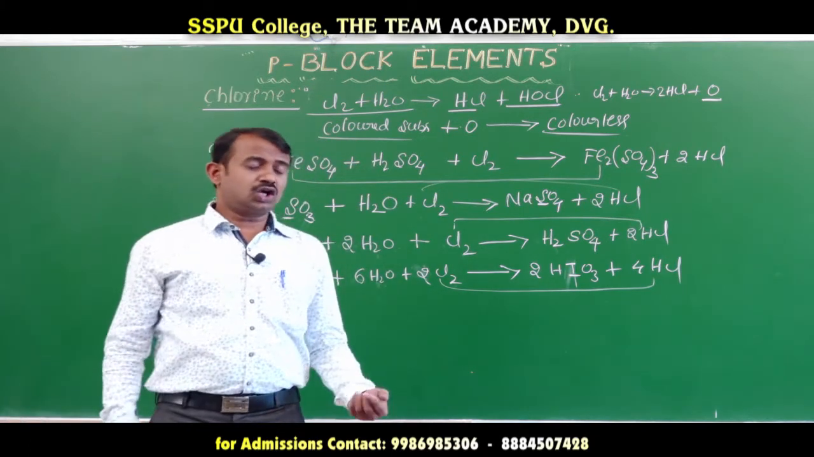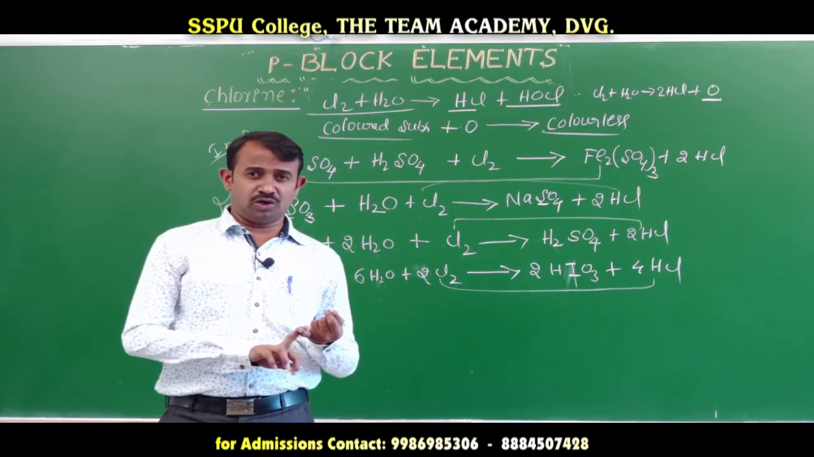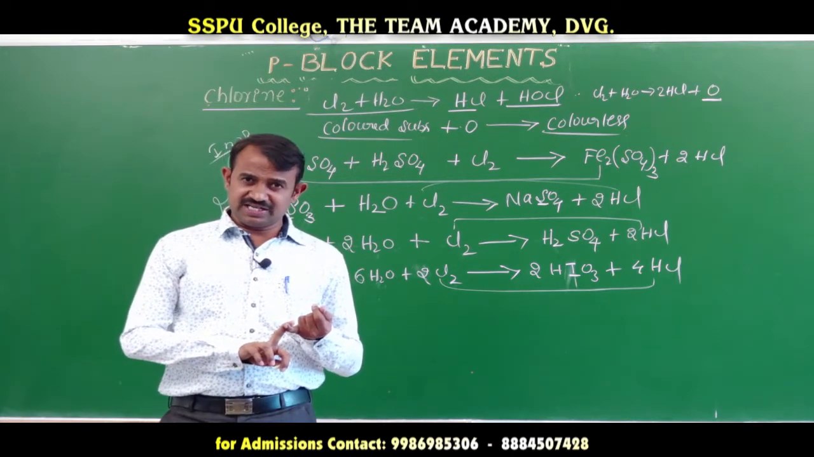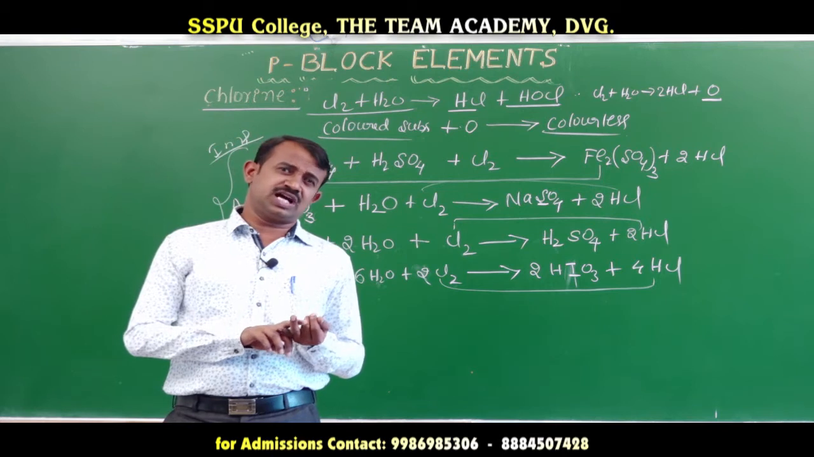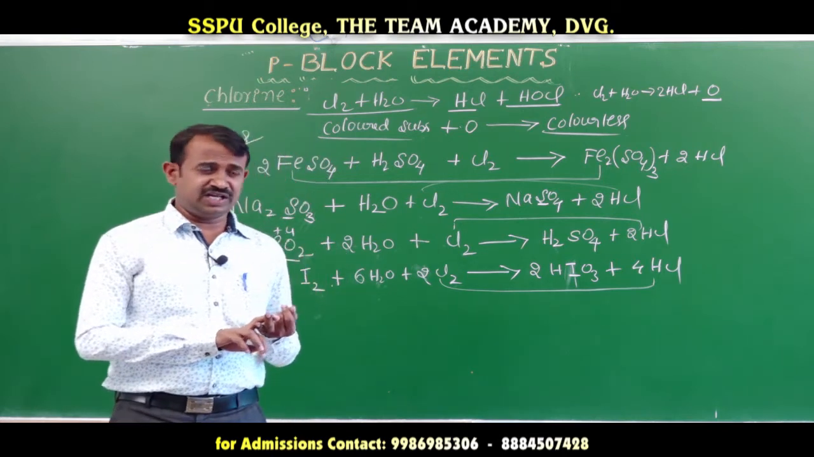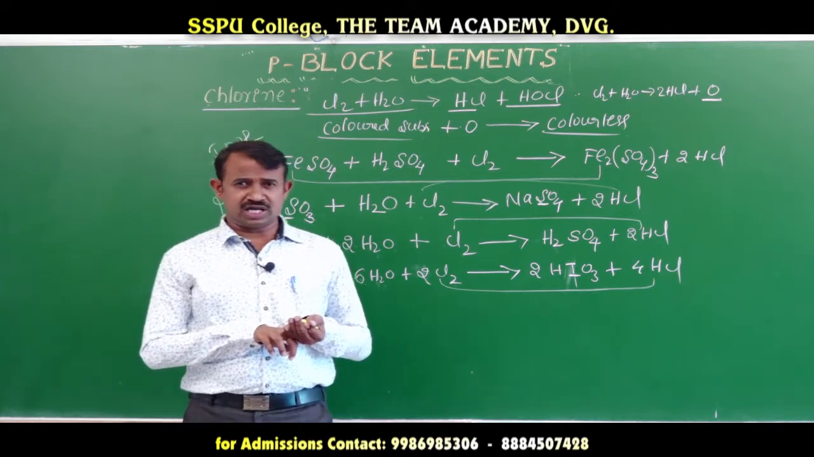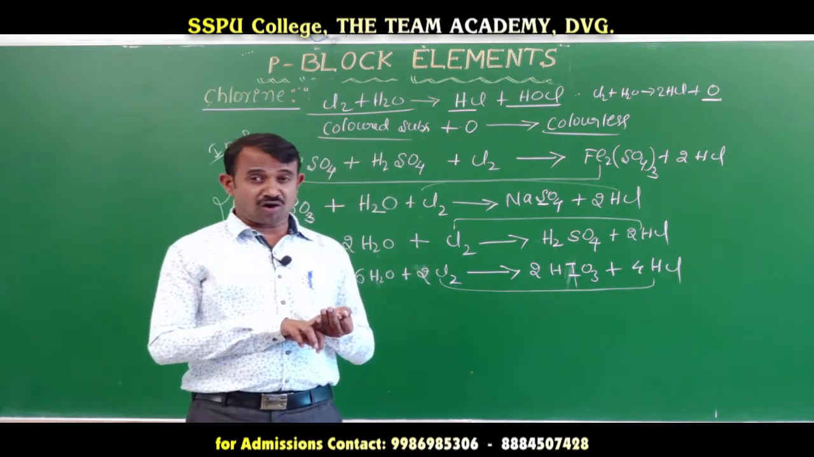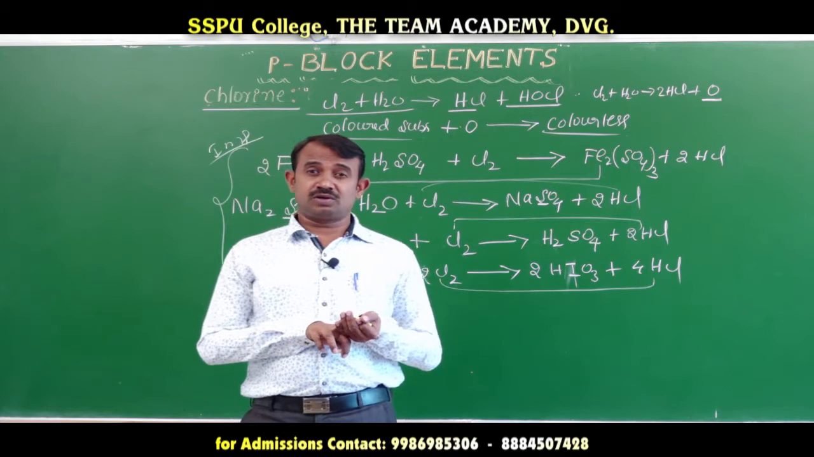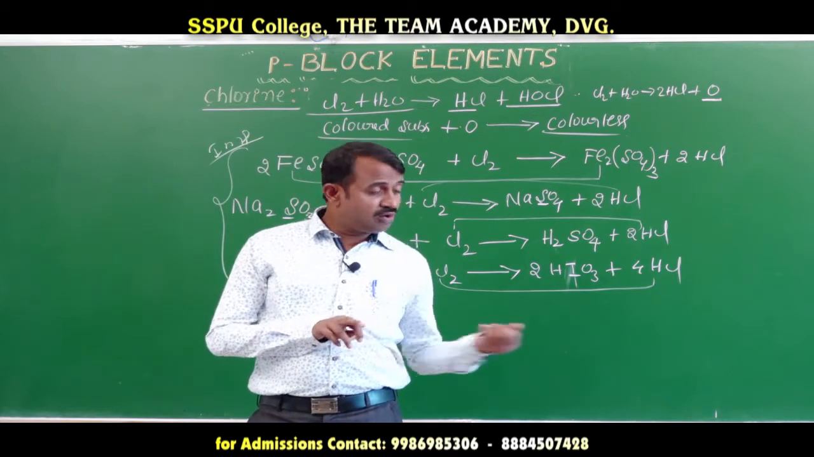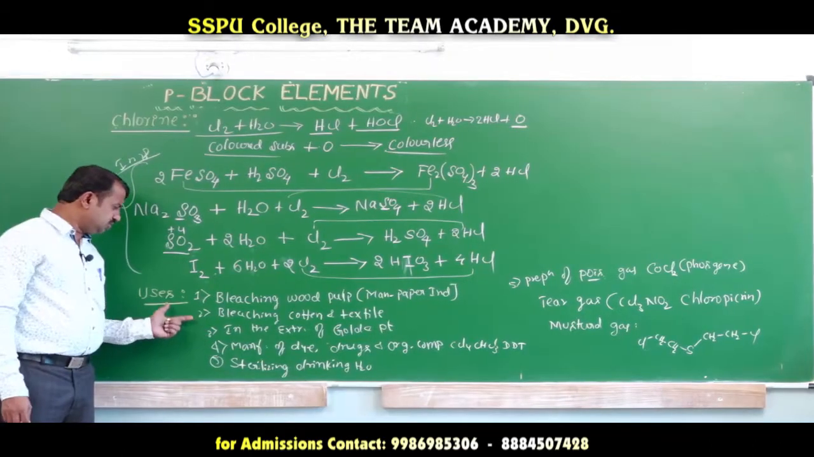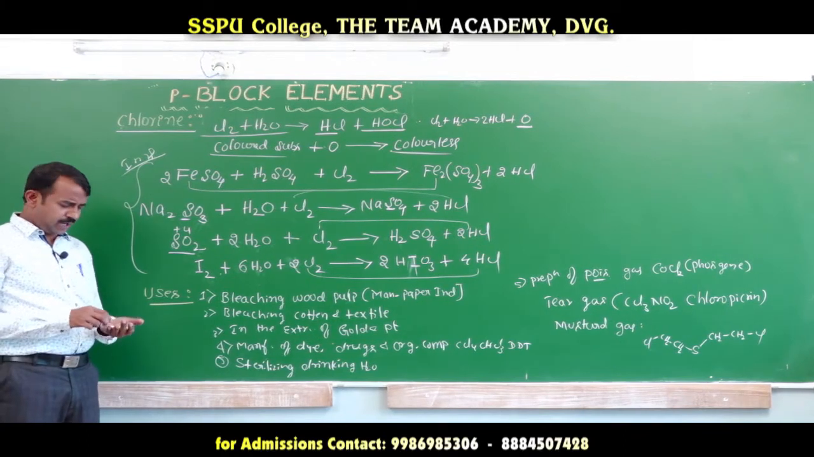One by one. Chlorine is used as chlorine water. It is a disinfectant, and it is used in the manufacture of DDT. It is used in many organic reactions, for chloro derivatives, chloroform, and preparation of halogen derivatives. We will go one by one. Chlorine has so many applications.